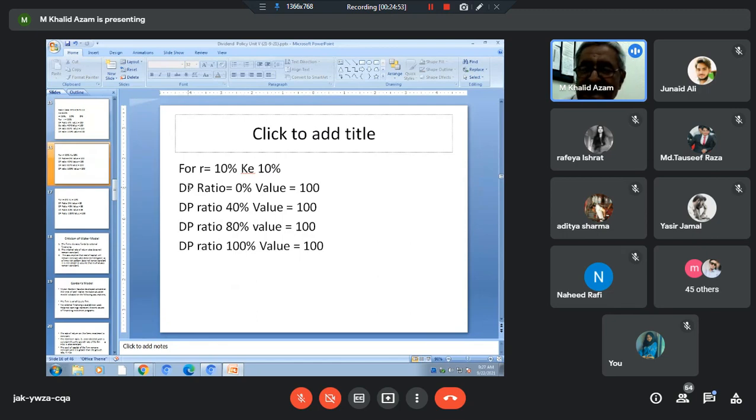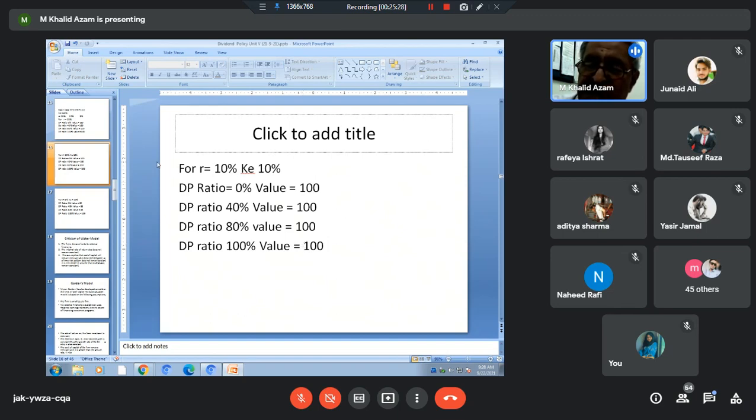So DP ratio, when you are going to pay 0 dividend, 100% retention you are going to make, rate of return 10%, cost of equity 10%. When you are going to pay no dividend, 100 rupees is the value of the share. When you are going to pay 40%, the value of the share is going to remain 100 rupees. When you are going to pay 80%, it is 100 rupees. When you are going to pay 100%, no retention, it is going to be 100 rupees.